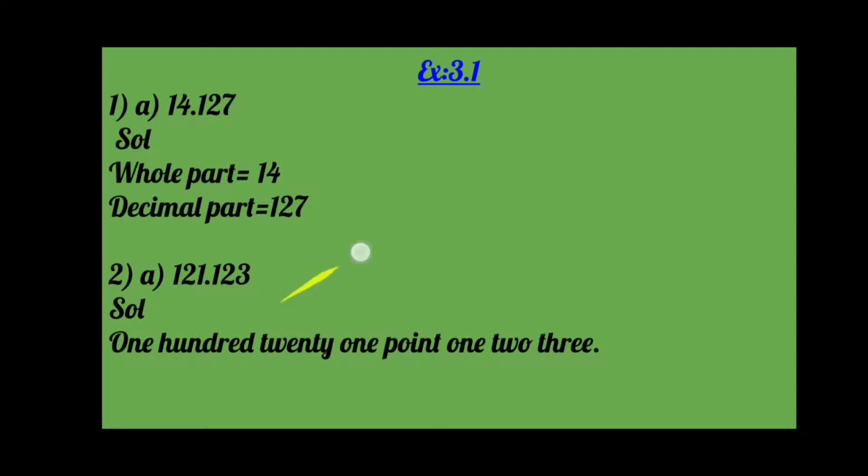Number 2a, you have to write this number in words. So 121.123. You don't have to write 123, but you have to write 1, 2 and 3 according to the digit.